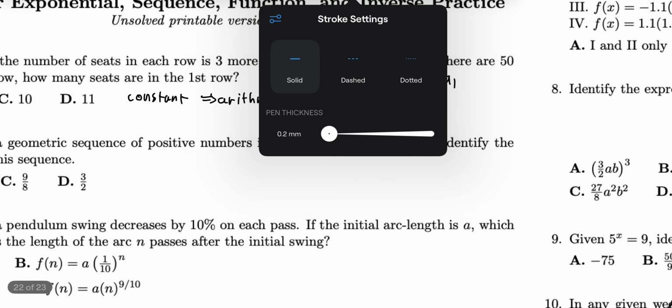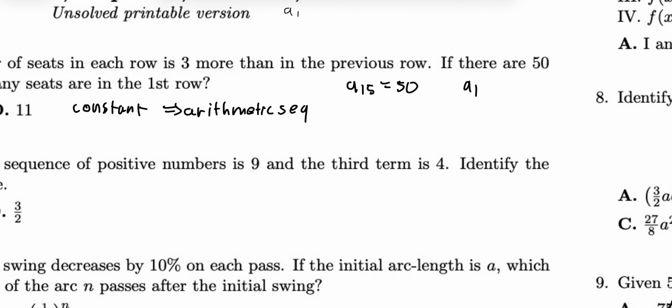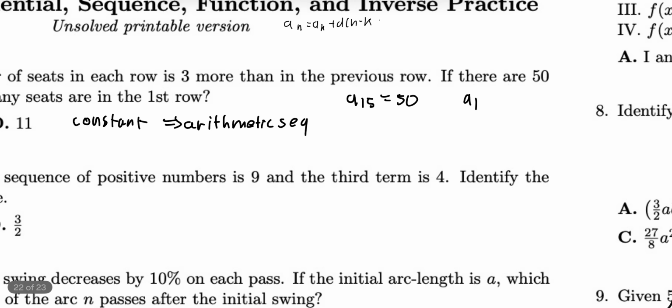So we can say A sub n is equal to A sub k plus D times n minus k. D is the common difference, and in this case D is equal to 3. So let's substitute that in. We have A15 is equal to A1 plus 3 times 15 minus 1. We get 50 is equal to A1 plus 42, so A1 is equal to 8.